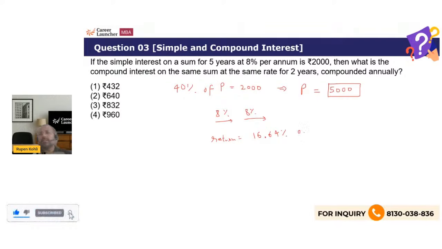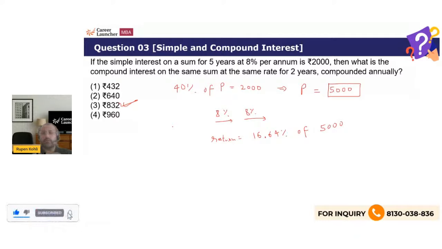So therefore, 16.64% of 5000 is your answer, which is obviously what? 832. Because all I see is I'm going to multiply with 5, which means effectively into 10 by 2. So divide this by 2, you get 832, right? So adjusting for the decimals, 832. Right, so that's the way to go with this. How you do this quickly.